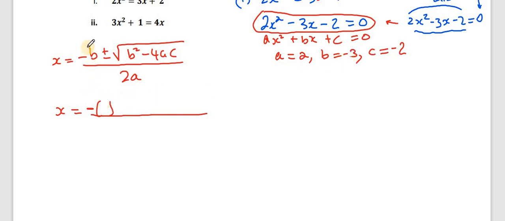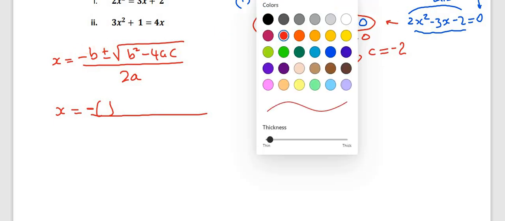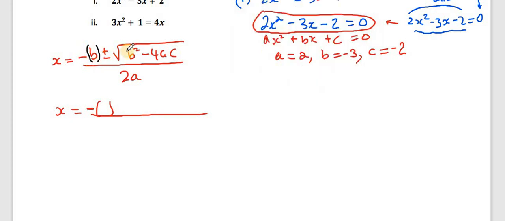I'm going to put a bracket around b, not the negative, but around b itself. Right? So put a bracket here and replace it. Put a bracket here. Replacement. So wherever I have b, I'm going to put what? -3.